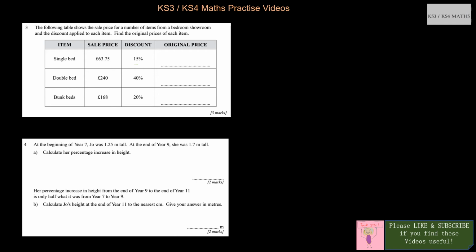So the original price is x. Suppose x minus 0.15x equals 63.75. So from here we get 0.85x equals 63.75, or x equals 63.75 divided by 0.85.